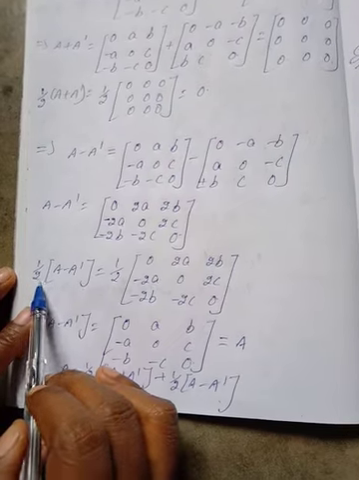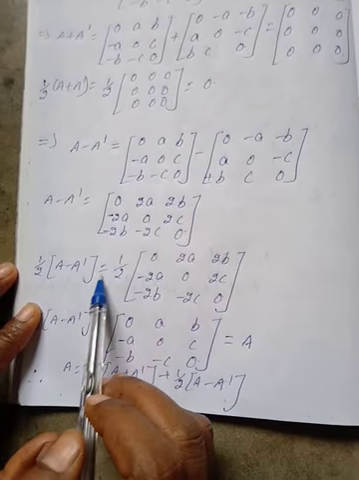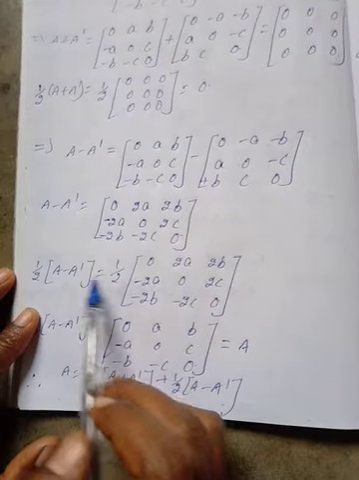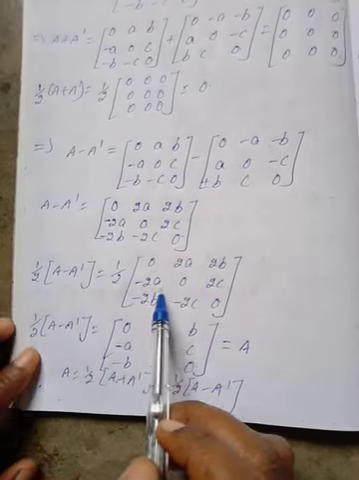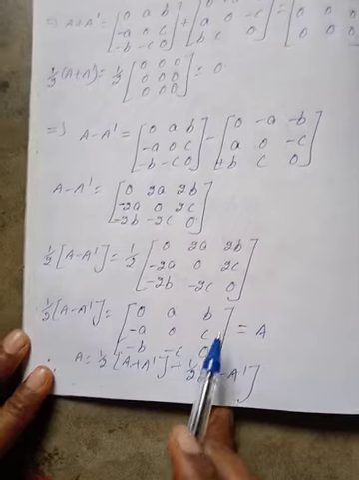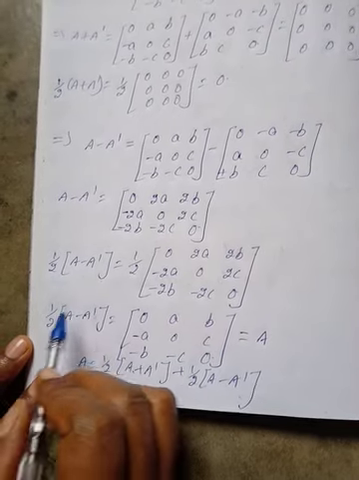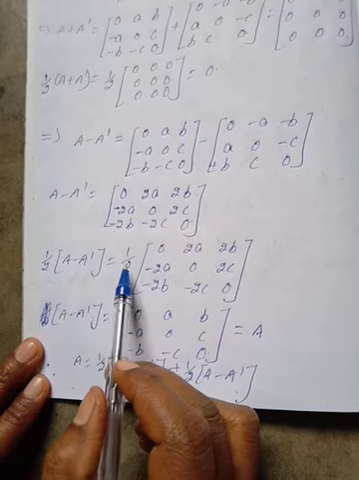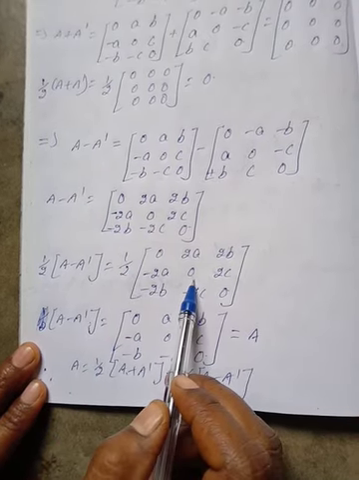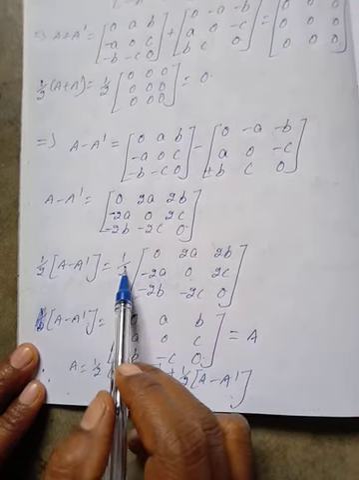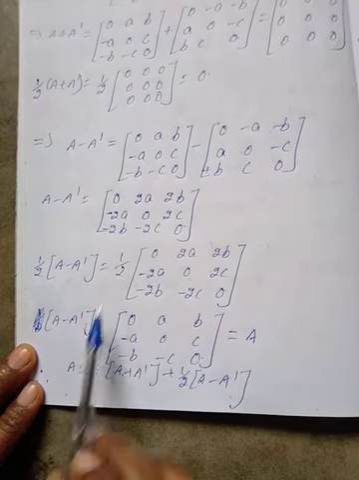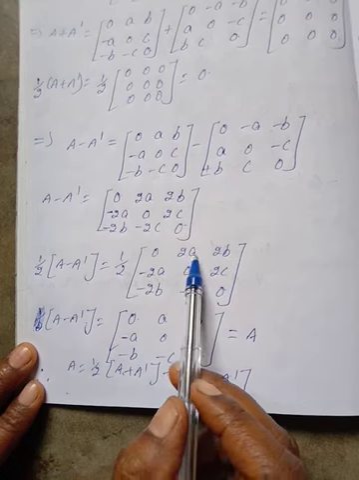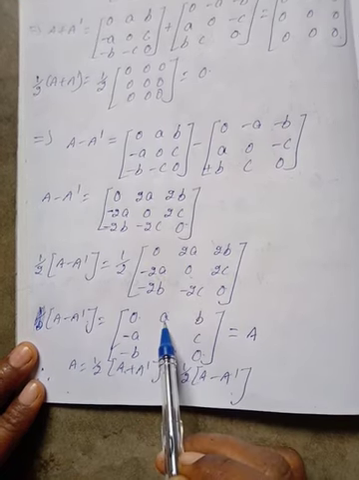Next, we need half into A minus A transpose is equal to half into, write A minus A transpose as it is. Next, here A minus A transpose value, multiply with half as every element. Multiply with 1 by 2 as all the elements. That is 0 into 1 by 2 is 0. 1 by 2 into 2A, 2 cancel. We are getting only A.